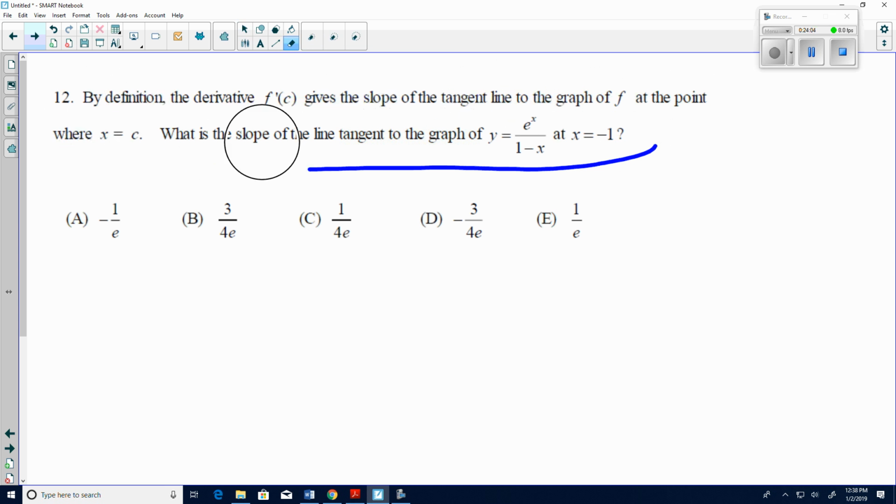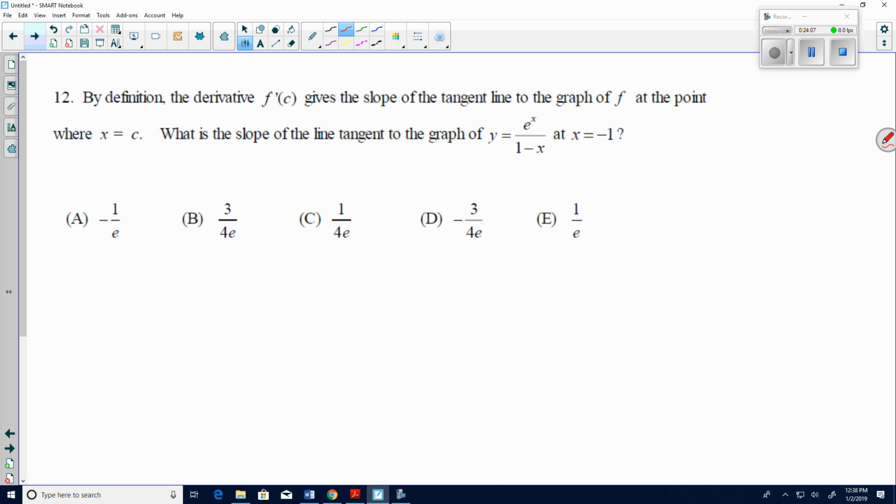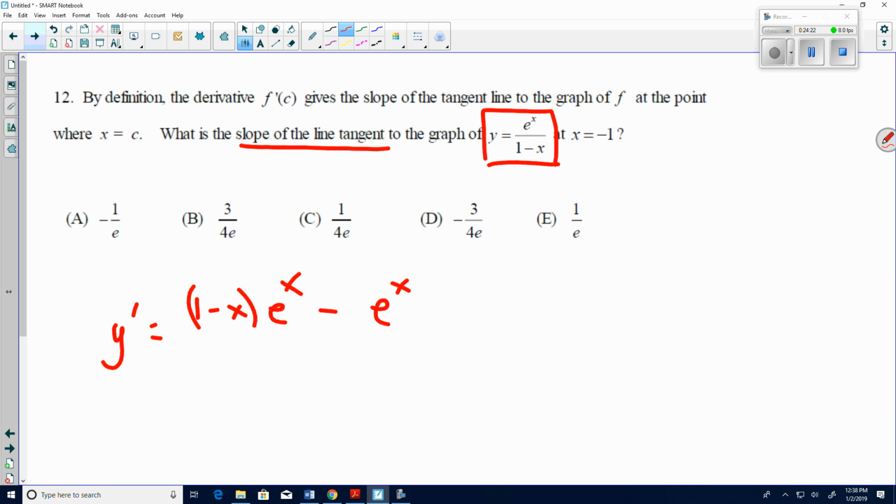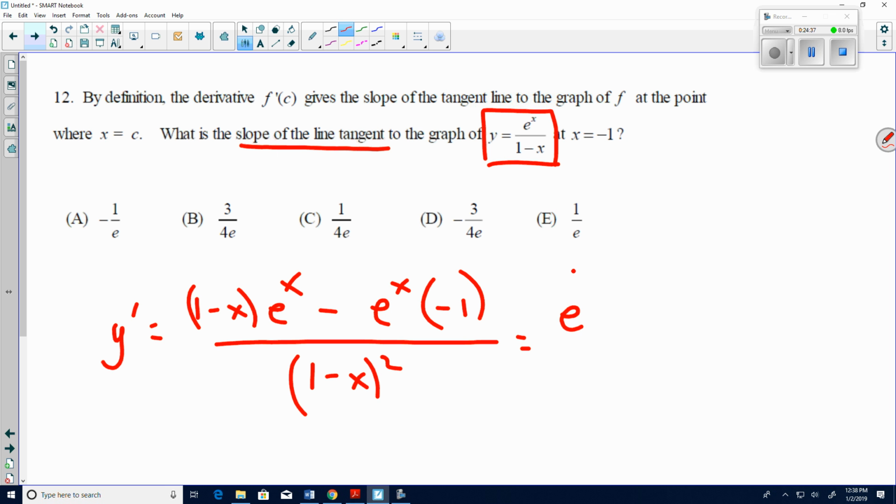What we're looking for, when you see the prompt, what is the slope of the tangent line, you need the derivative. So y prime. Here's y. This is a quotient, so we're going to use the quotient rule. The derivative of a quotient is the bottom times the derivative of the top minus the top times the derivative of the bottom, all over the bottom squared. 1 minus x quantity squared. Cleaning that up a little bit, not that we have to, we've got e to the x minus x e to the x plus e to the x. There are 2 e to the x's up top, and on the bottom we just have 1 minus x quantity squared.